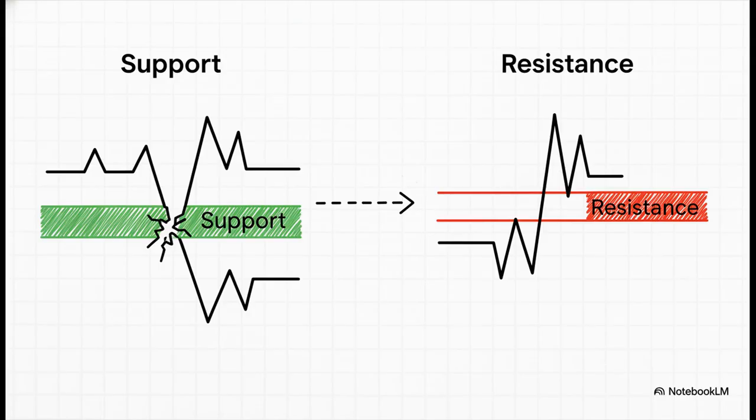Now, this is where things get really fascinating. It's a phenomenon called role reversal. When a support level, a price floor, is decisively broken, it very often becomes a new resistance level. It turns into a ceiling. Think about it. Anyone who bought at that old support level is now losing money. If the price gets back up to that level, they're just dying to sell and get their money back. So a former floor of buyers becomes a new ceiling of sellers. The map literally redraws itself.